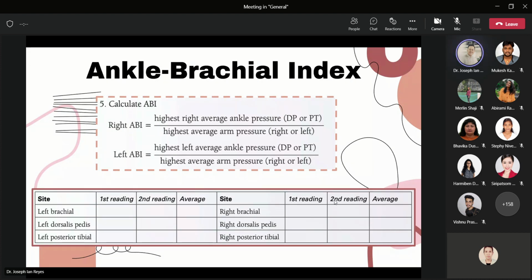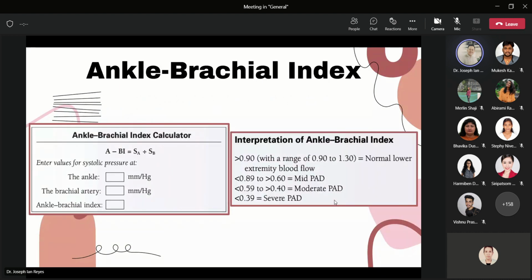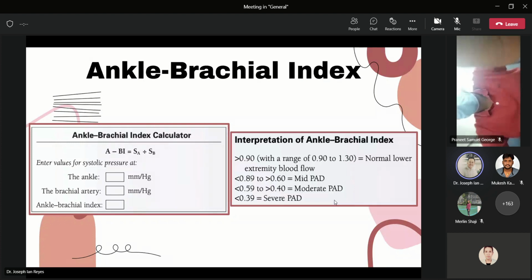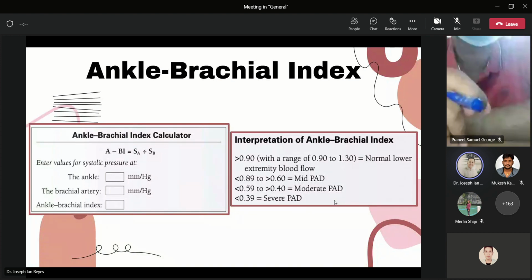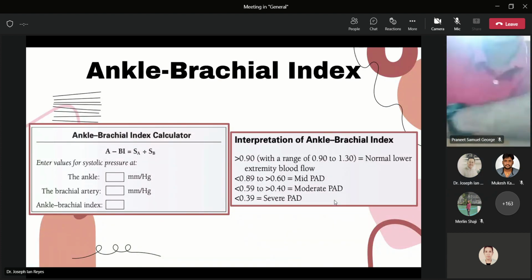Then you have your table that you will be putting your results in. Then after that, you go to the calculator. So this will be your ankle brachial index calculator. Then you input your data.